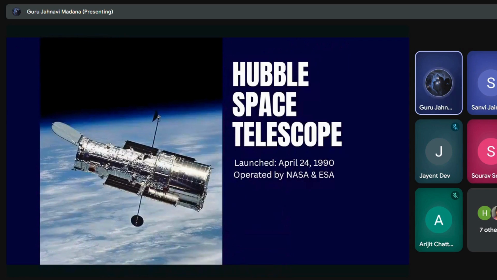Next, coming to some famous space telescopes, let's begin with the legend, Hubble. It's named after Edwin Hubble. This telescope orbits about 550 kilometers above Earth and has been taking photos for more than 30 years. It was launched in 1990. It's operated by NASA, the American space agency, and ESA, the European Space Agency.